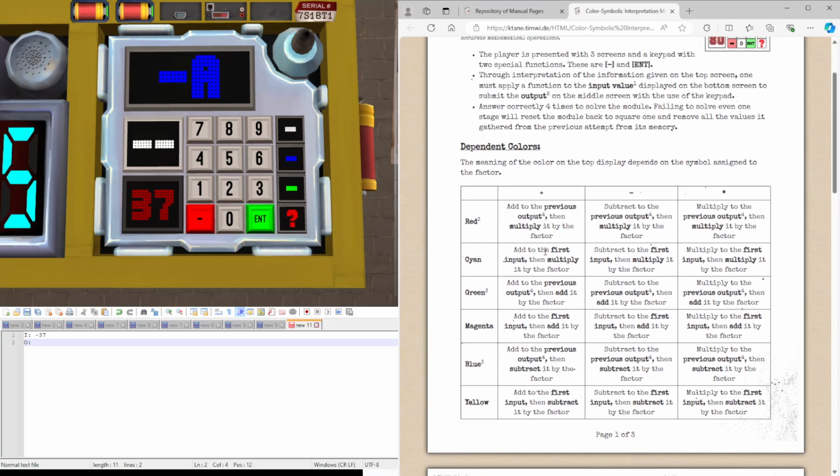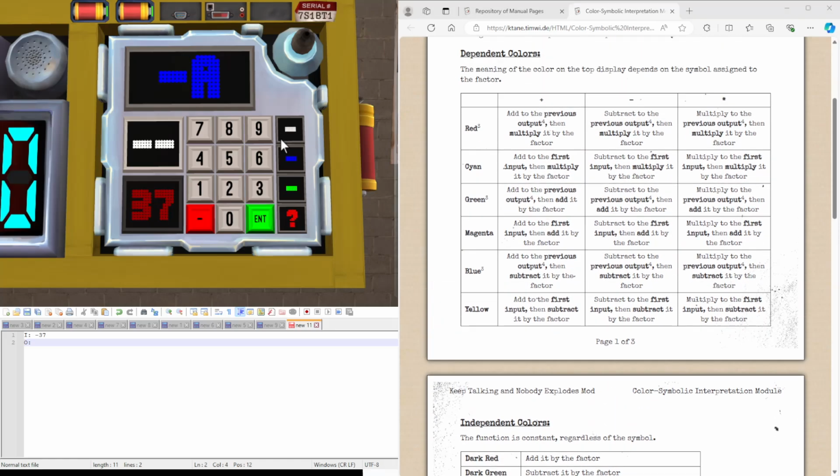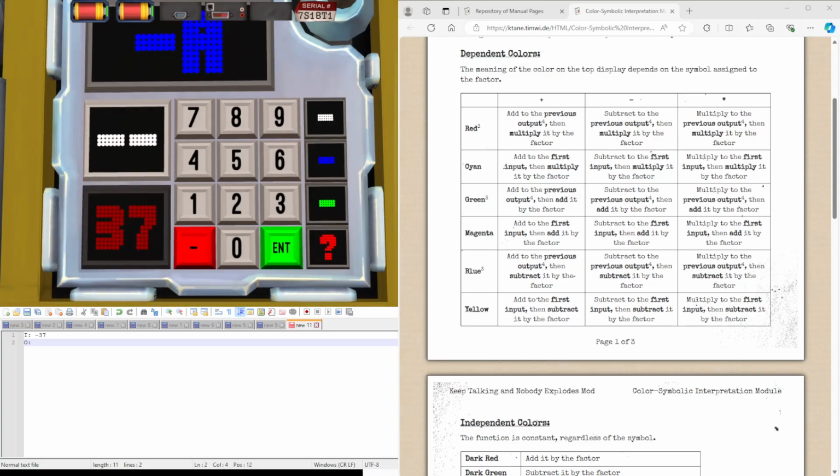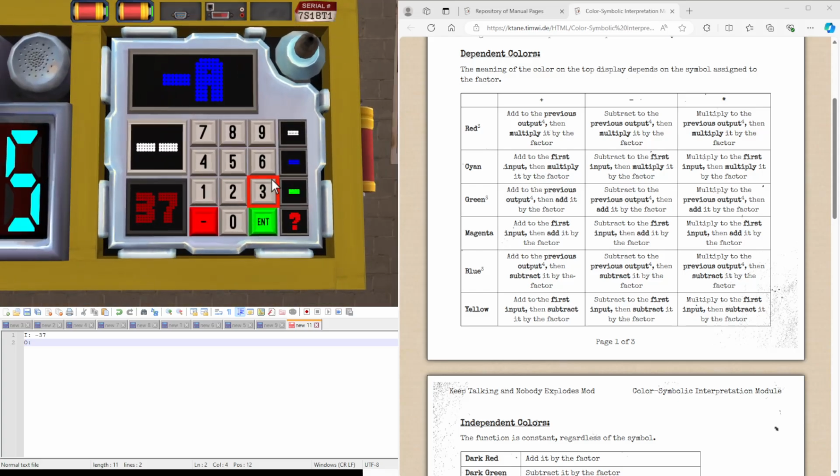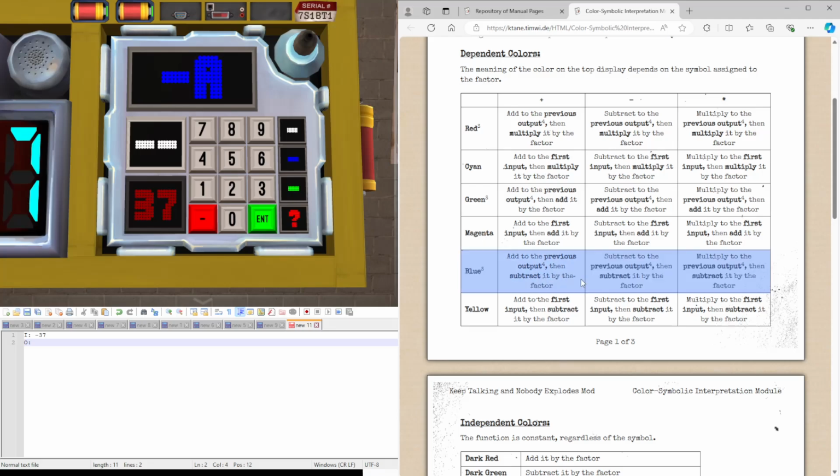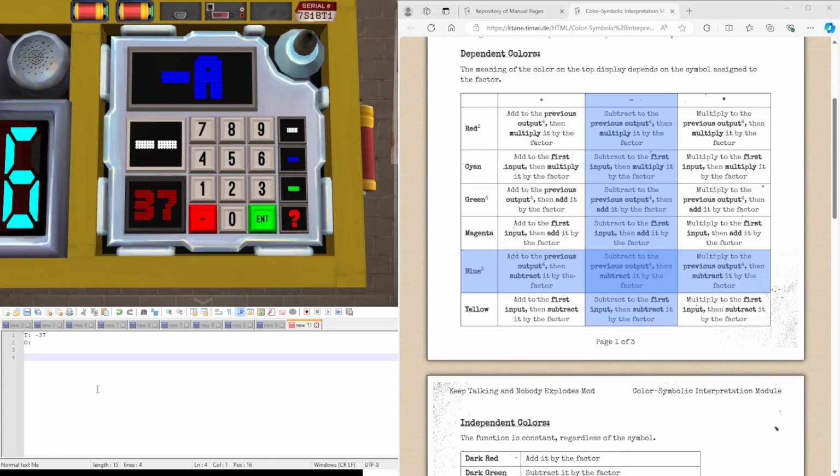But in this case, we have, I think, blue here. Blue and minus. So the wording here is slightly confusing. When it says here, subtract to the previous output, that means subtract the previous output from it, basically.